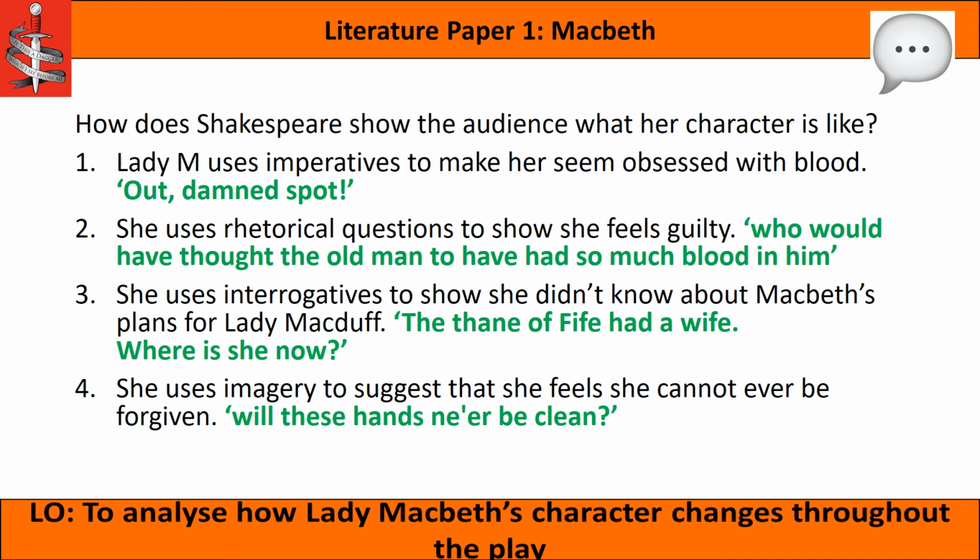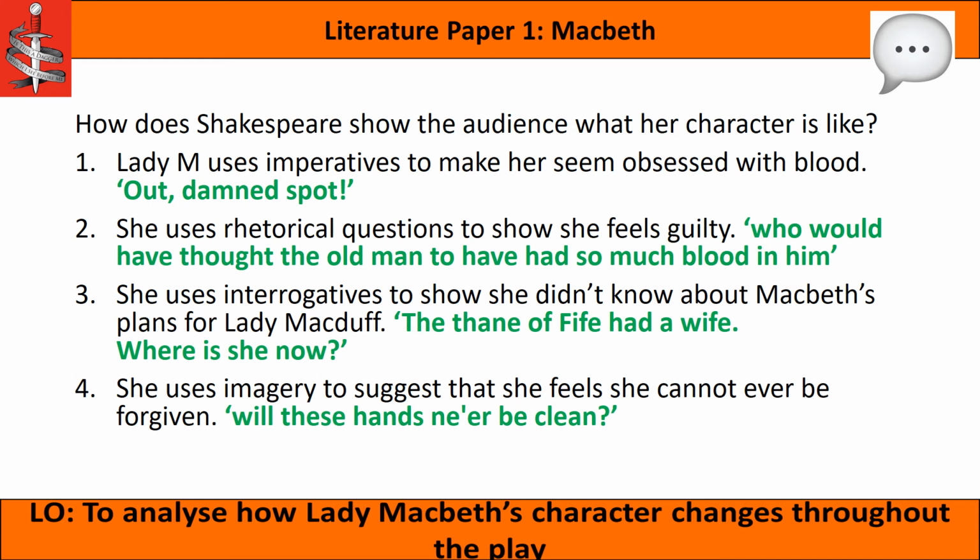And here we have the quotations that you could have used. Lady Macbeth uses imperatives this time to make her seem obsessed with the blood. She's commanding the blood to leave her, the stain from her hands, "Out, damned spot." She uses rhetorical questions to show that she feels guilty. She remembers that Duncan had a lot of blood in him, and this is something that haunts her. Remember, she's saying this in front of other people as well, so it really is condemning her and Macbeth. People now know that they are responsible for Duncan's murder.